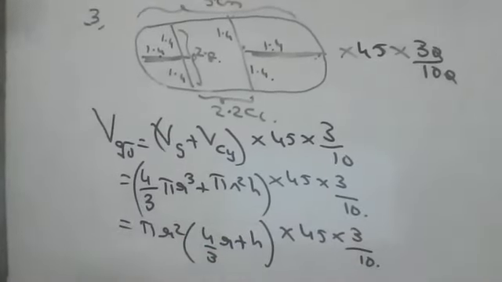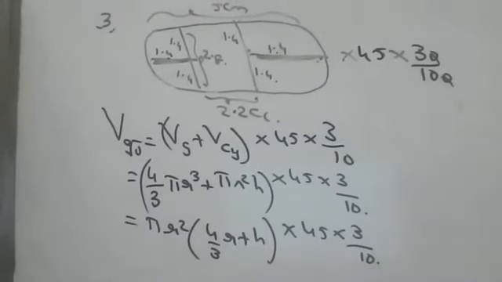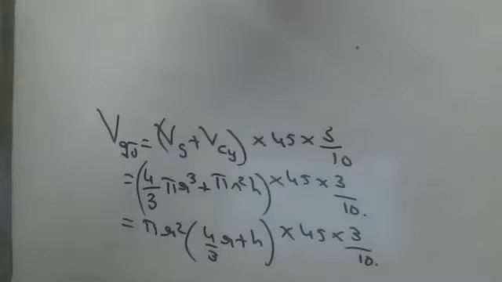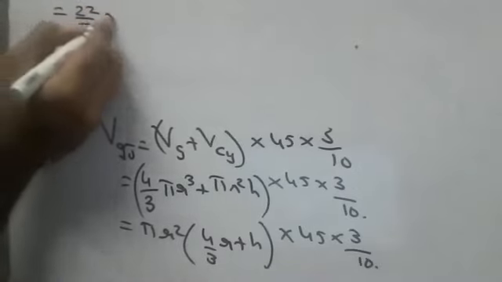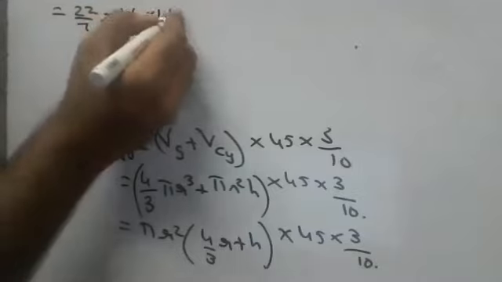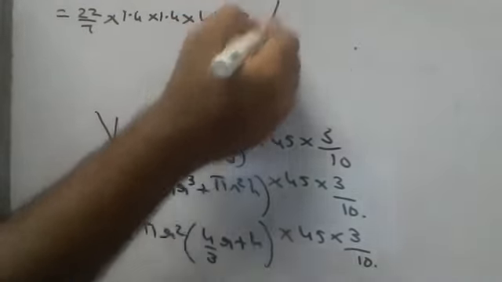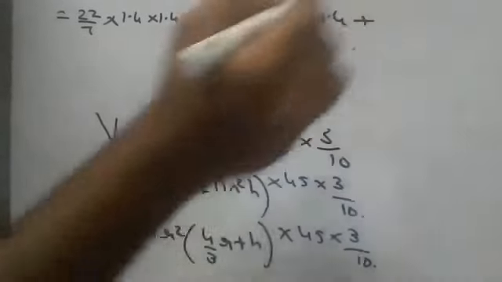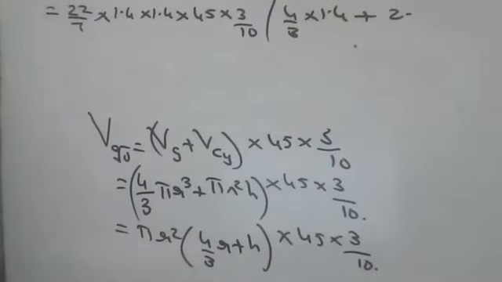Okay. Now I am removing the figure. Please, I hope everyone copied the figure. I am doing the sum slowly. Very, very important sum. Don't get confused with the sum. So pi r square means 22 by 7. Radius is how much? 1.4 into 1.4 into 45 into 3 by 10 into 4 by 3 into 1.4 plus the height of this one.